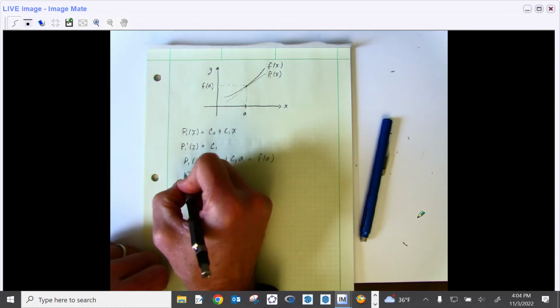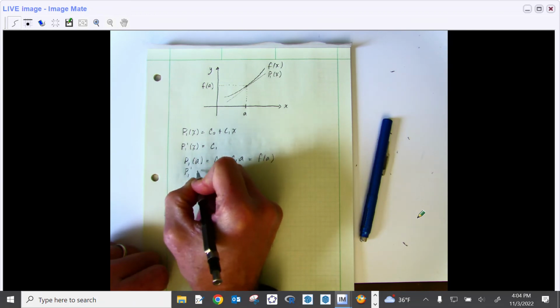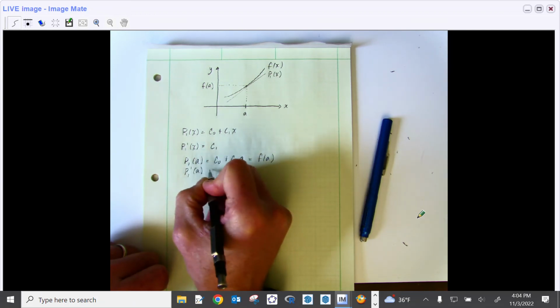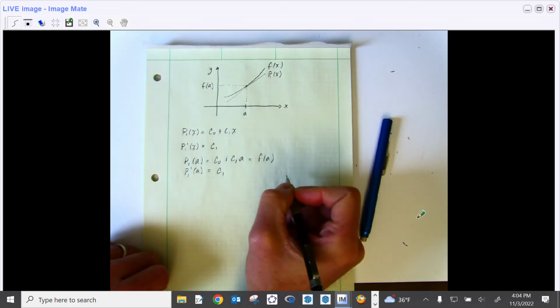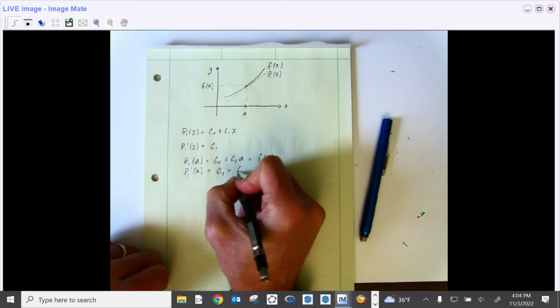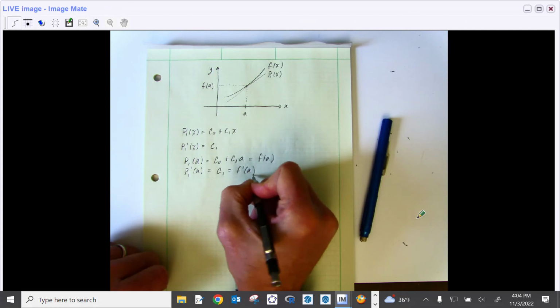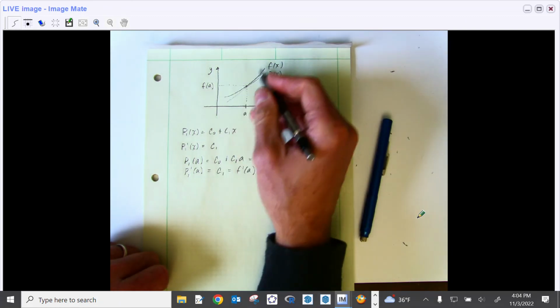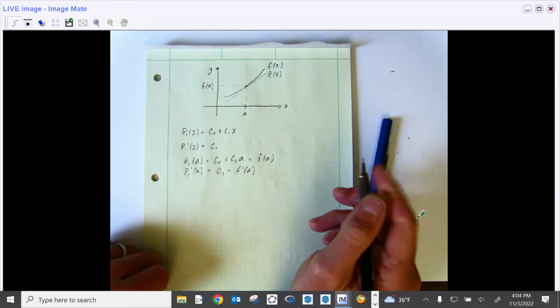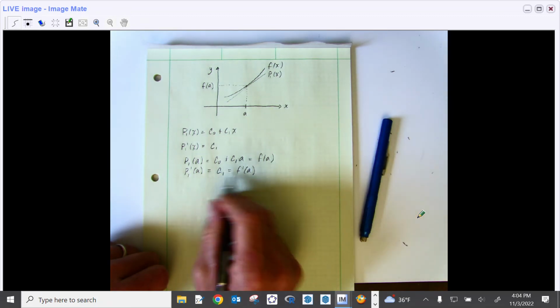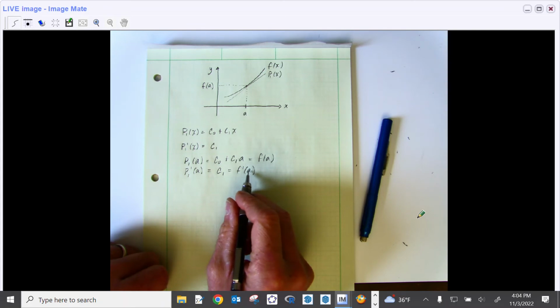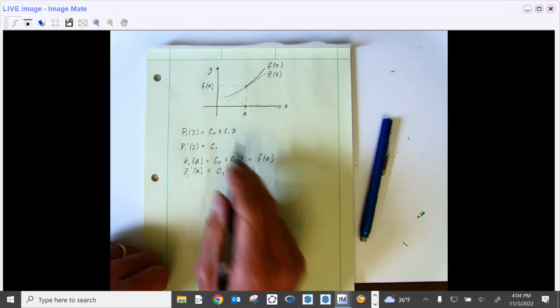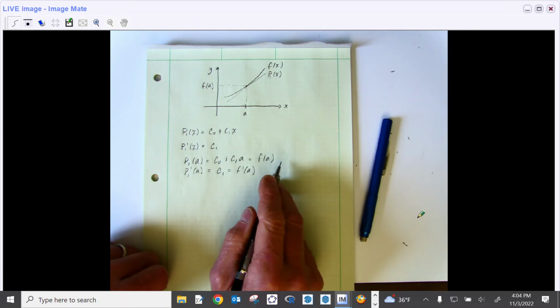And the second result: we want P1 prime evaluated at a, which is just C1, to be equal to f prime evaluated at a. In other words, we want the slope of the line to equal the slope of the function. And so that tells us right away that C1 is equal to f prime of a. That's this number. And let's go ahead and see if we can figure out what C0 is.